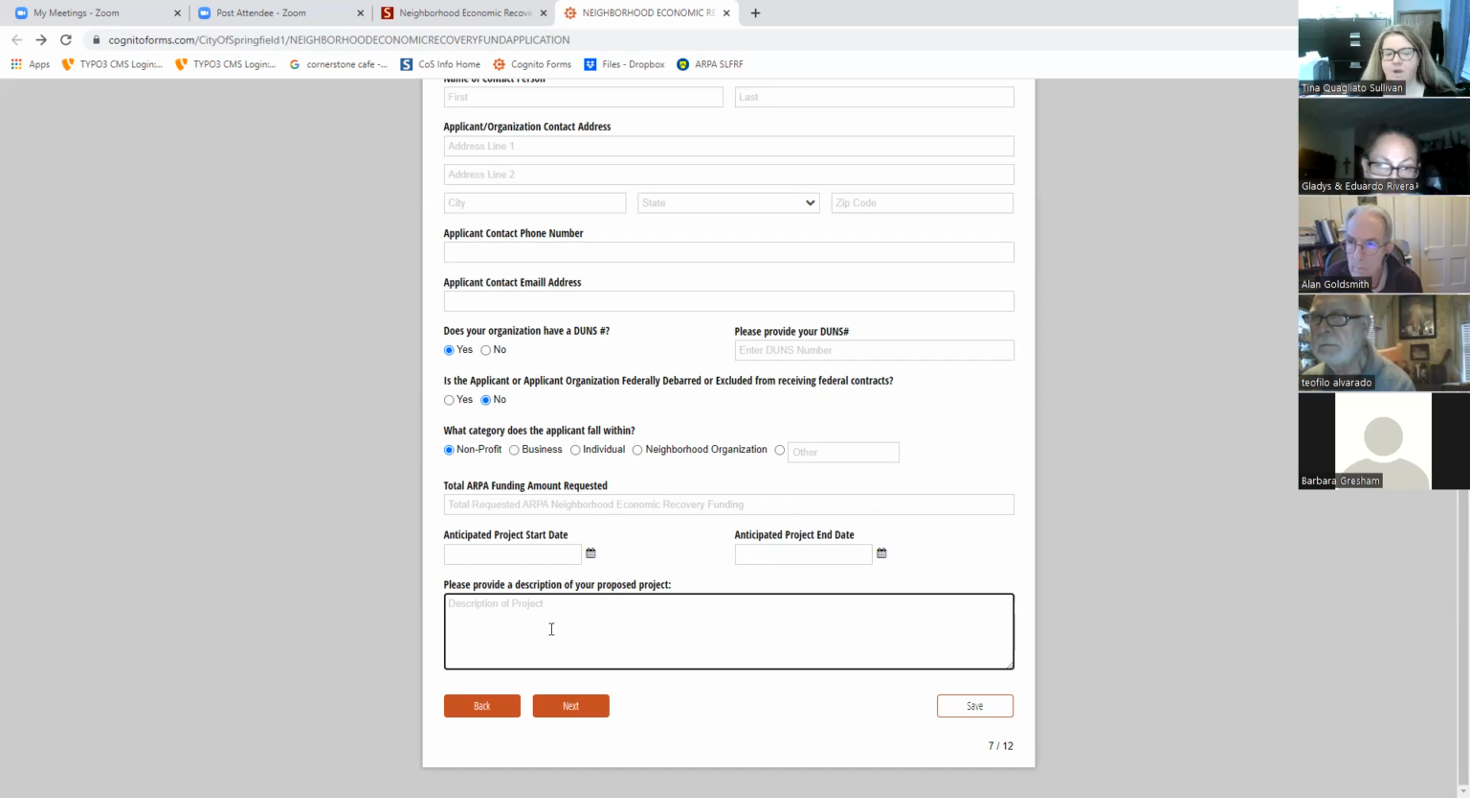So get as detailed as you can. We like details. What I like to tell folks is you should write your application as if you are submitting it to a room full of people who have never heard of your organization, your entity, or your business, and they know nothing about your neighborhood. They know nothing about what you do. Give them all the relevant information that they would need to decide that you deserve funding more than any of the other entities that are putting in an application for funding.